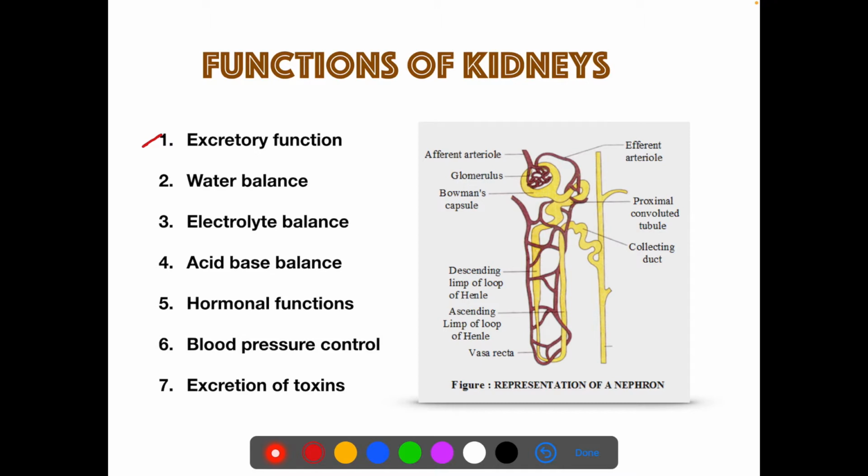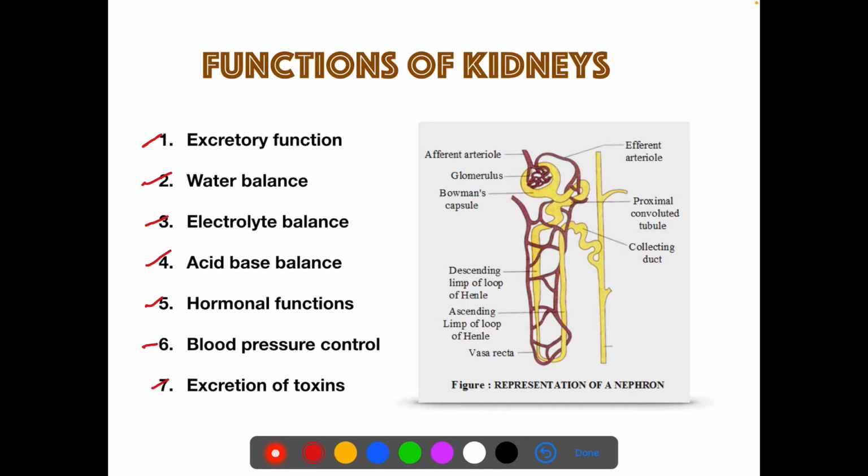Then, followed by that, kidneys also have other functions, which include control of water in our body, or water balance, then control of electrolyte level in our body, then control of acid base balance in our body, then various hormonal functions. Then kidneys also are important in control of blood pressure, and they also excrete many toxins.